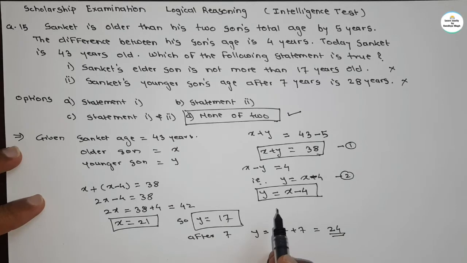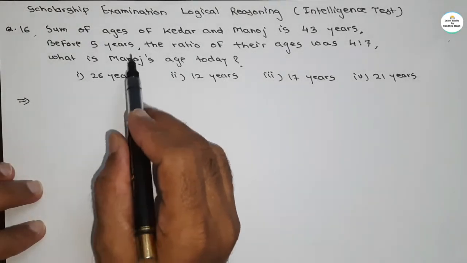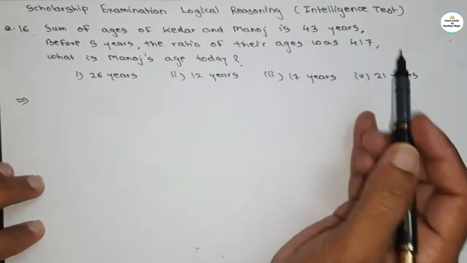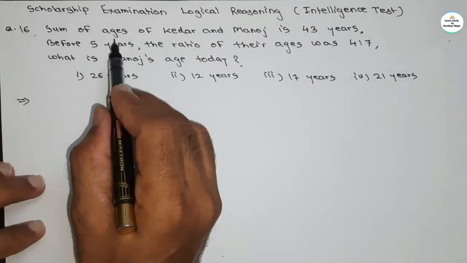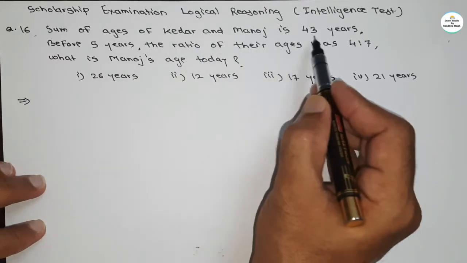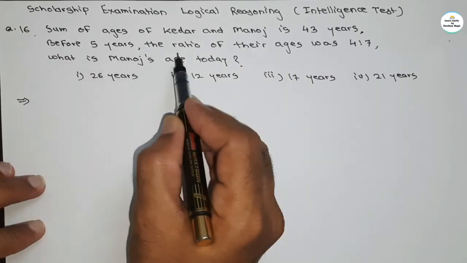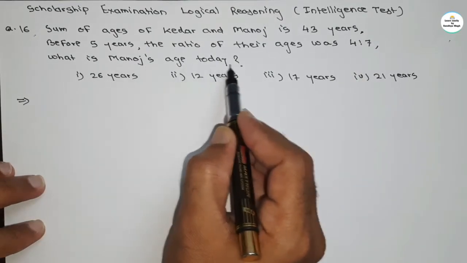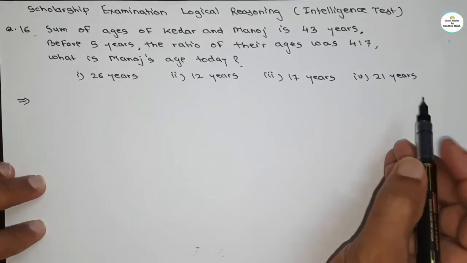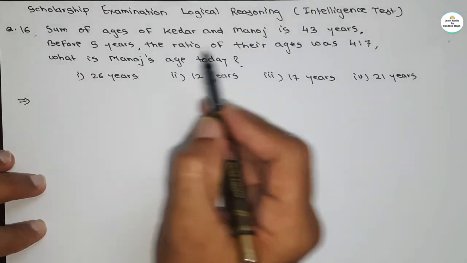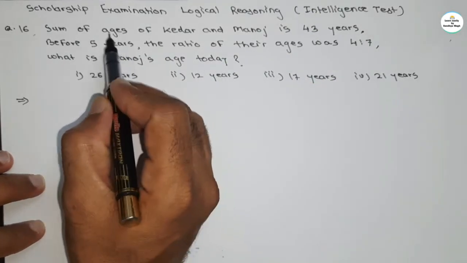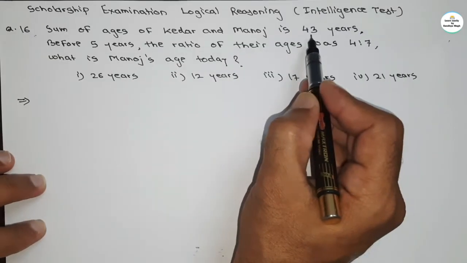In the same way, see the second sum of this video, which is also for logical reasoning under intelligence test. Sum is, the sum of ages of Kedar and Manoj is 43 years. Before 5 years, the ratio of their ages was 4:7. What is Manoj's age today? 4 options are given. Here, the ratio is given, but the ratio was before 5 years. And the sum of ages is today's sum.